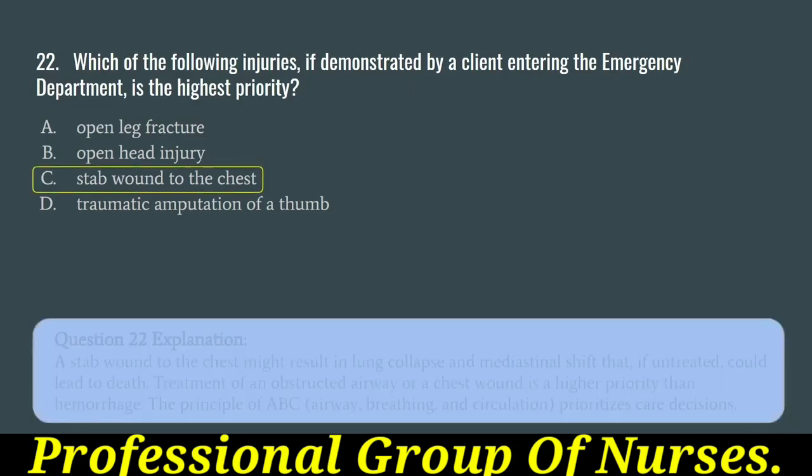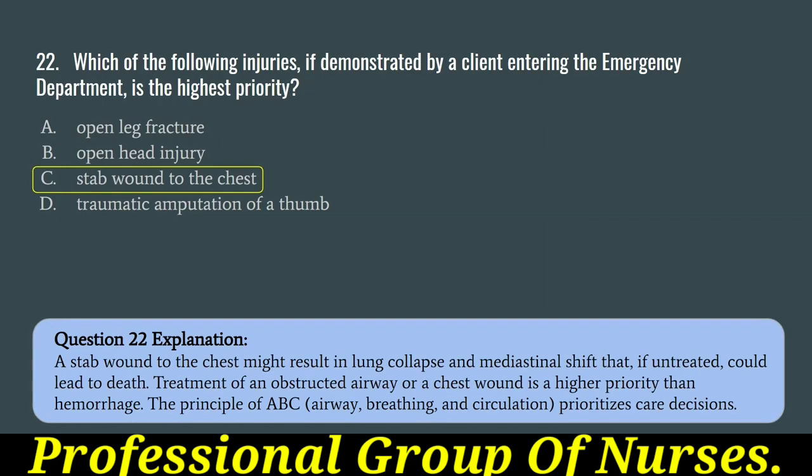Explanation: A stab wound to the chest might result in lung collapse and mediastinal shift that, if untreated, could lead to death. Treatment of an obstructed airway or a chest wound is a higher priority than hemorrhage. The principle of ABC, airway, breathing, and circulation, prioritizes care decisions.